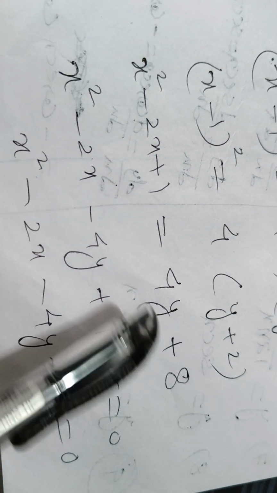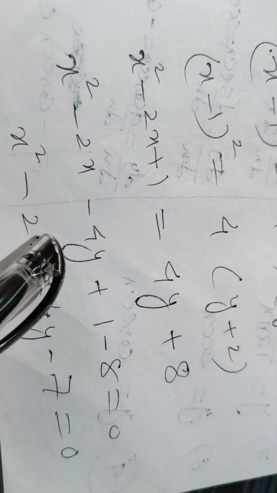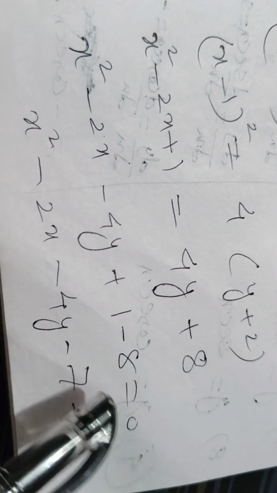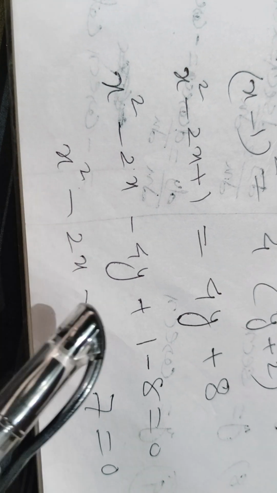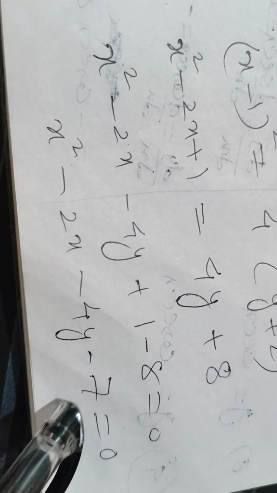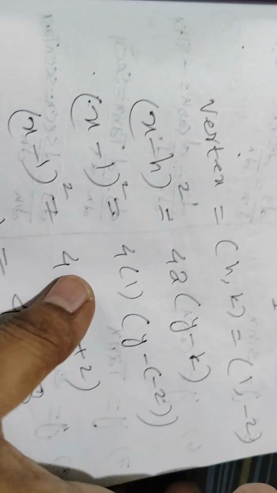x² - 2x, take it to the left side, it becomes -4y + 1 - 8 = 0. So the required equation of the parabola is x² - 2x - 4y - 7 = 0. With this, our parabola chapter is completed.